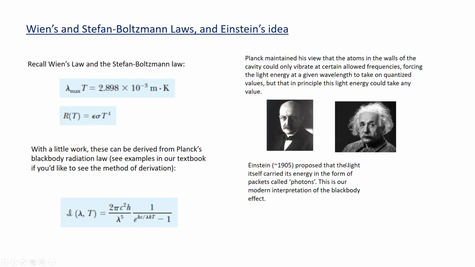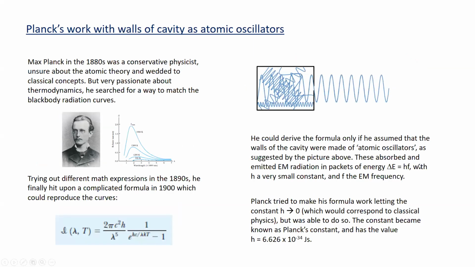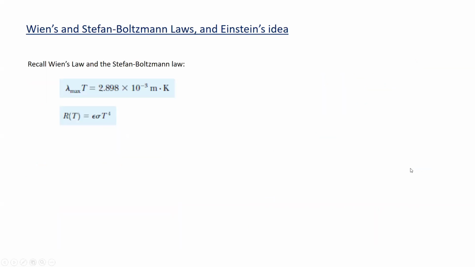Einstein came along and proposed that light itself carried its energy in the form of packets called photons. He proposed this in the neighborhood of 1905. And this is our modern interpretation of the blackbody effect, that it's not just that the atoms in the walls of the cavity could vibrate only at certain allowed frequencies, but that the light itself comes in discrete packets, little energy packets, like little balls called photons, where E is equal to h times f is the energy of the photon.